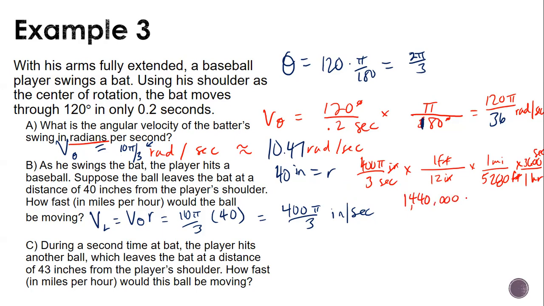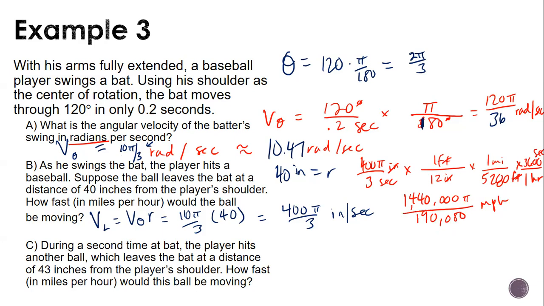1,440,000 pi. Then we're going to do the denominator. 3 times 12 times 5,280. And that gives us 190,080. So that's the exact value in our miles per hour.